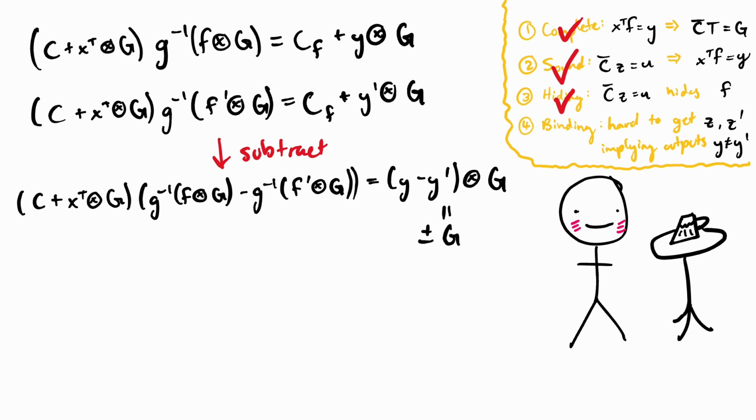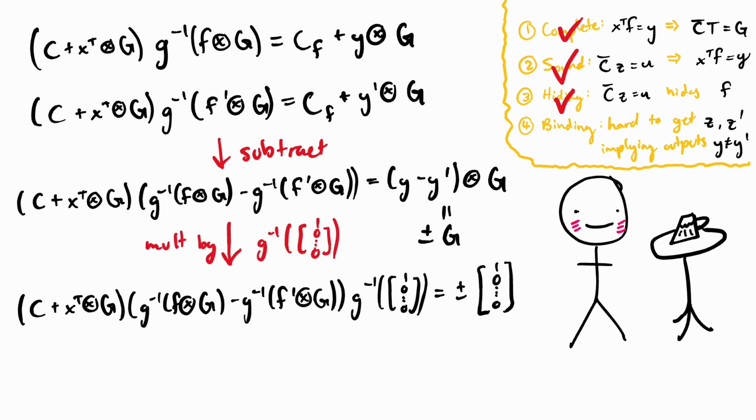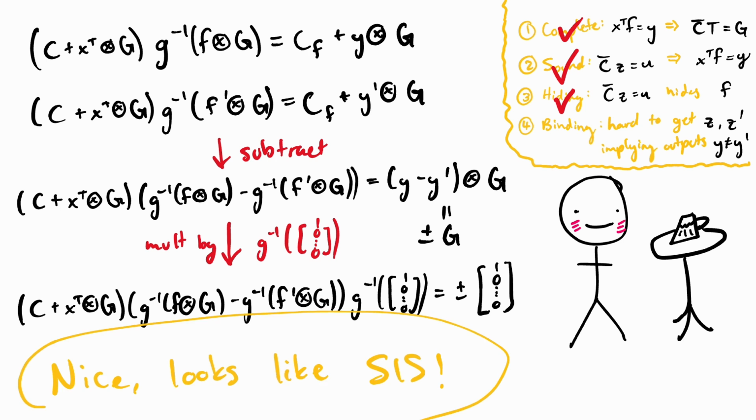And why don't I apply a property of the Gadget matrix, take the bit decomposition of 1, 0, 0, 0, 0, and if I multiply that on both sides, then I'll get plus or minus 1, 0, 0, 0 on the right-hand side. Hey, nice, this looks like SIS.